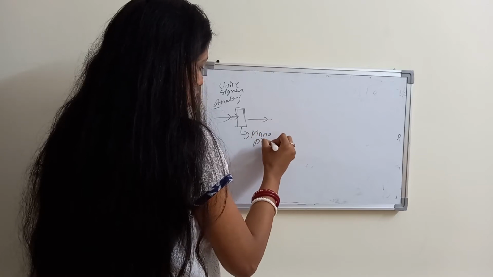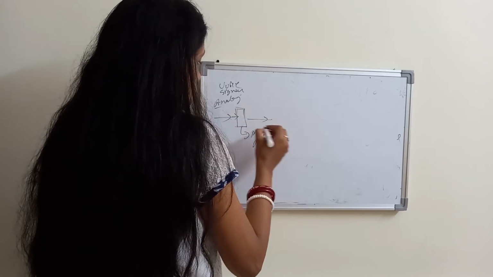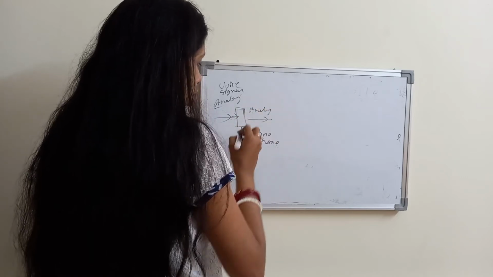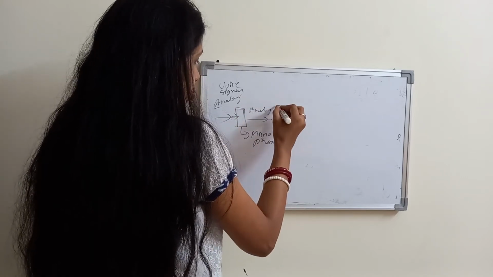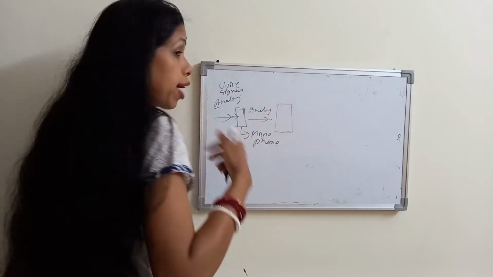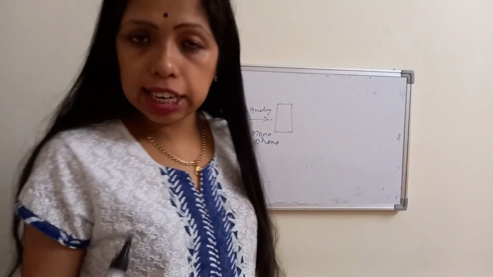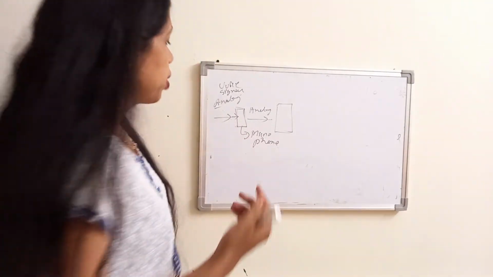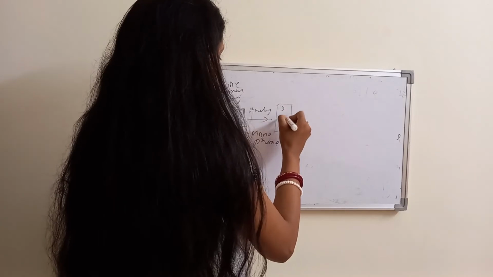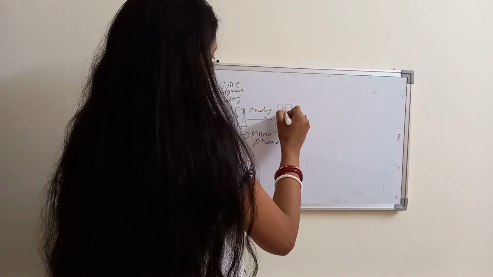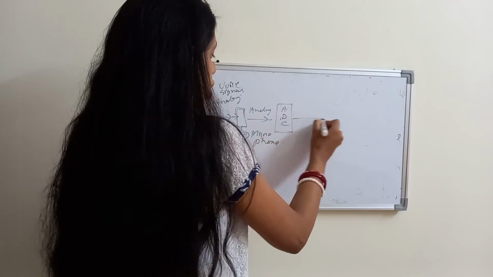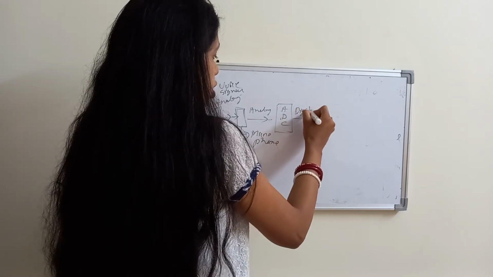After the microphone, here also you will get the analog signal. But inside the system, for getting the amplification of the sound wave or voice signal, you need to modify the signal. This analog signal will be converted into the digital signal by an analog to digital converter. One converter is there, the analog to digital converter, and that converts it into the digital signal.